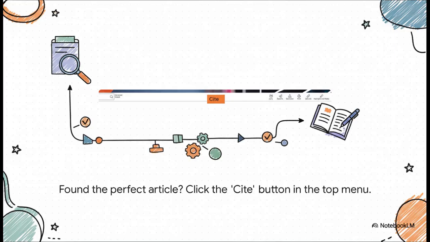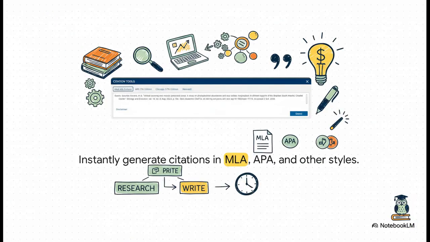Okay, so you've clicked into an article that looks perfect. Your quest is almost over. Look up at that toolbar at the top of the page. See that little button with the quotation marks? That's the Cite button, and trust me, it's about to become your new best friend. And there it is. One click, and you have a perfectly formatted citation in MLA, APA, Chicago, whatever you need. You can just copy and paste this straight into your paper. Now, you should always give it a quick double check for accuracy, but can you just imagine the time this is going to save you?